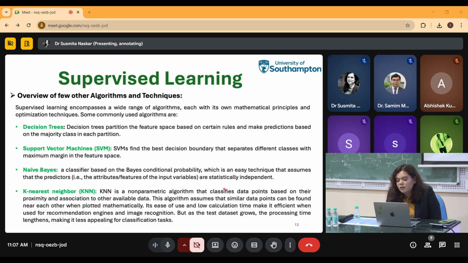That's one of the issues with k nearest neighbor, because as the data set grows, your calculation becomes complicated, right? So if you look into these algorithms, you can see that they provide different approaches to supervised learning, and each of them has its own strengths and its own weaknesses, depending on the data and the problem, right?